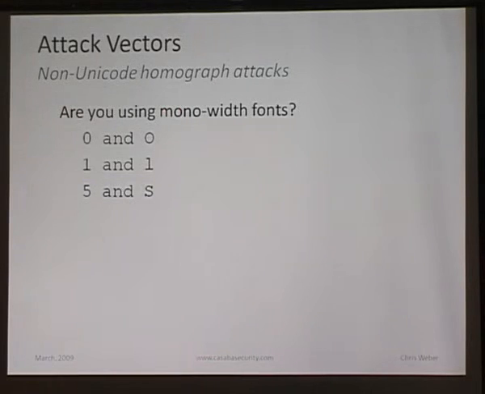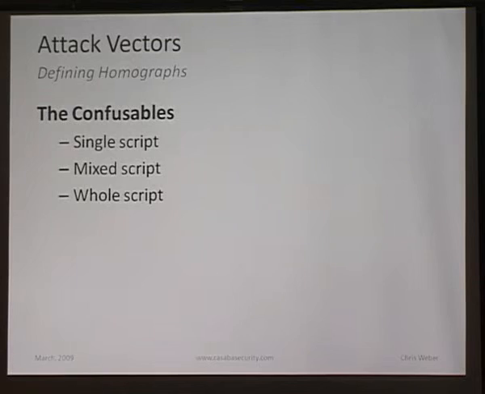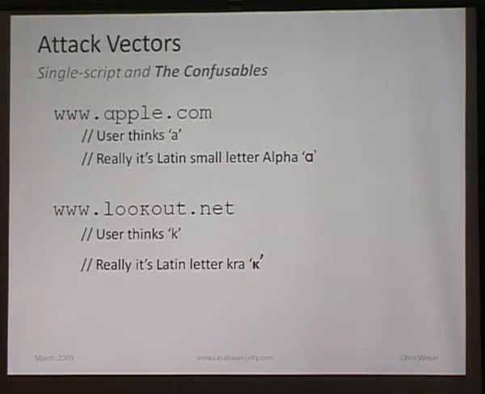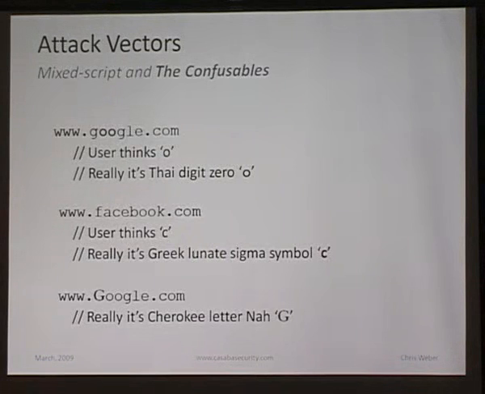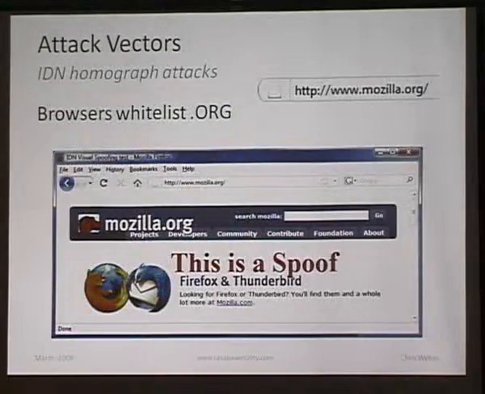Phishing. You got the old monowidth stuff, because most browsers use monowidth, like Courier fonts and Lucida fonts, in their URL and status bars, and you got the old classic phishing URLs that look all long, like login.facebook. And then you got the confusables, and this is what I was doing. There's so many variations. On lookout.net, I'm using a Latin letter CRA. Apple, I'm using a Latin small letter alpha. Then you can use mixed script, right? Like digit 0 for the O's in Google. C for Facebook is a Greek sigma symbol. There's Cherokee script to choose from. There's Cyrillic, there's Greek. Lots of fun stuff.